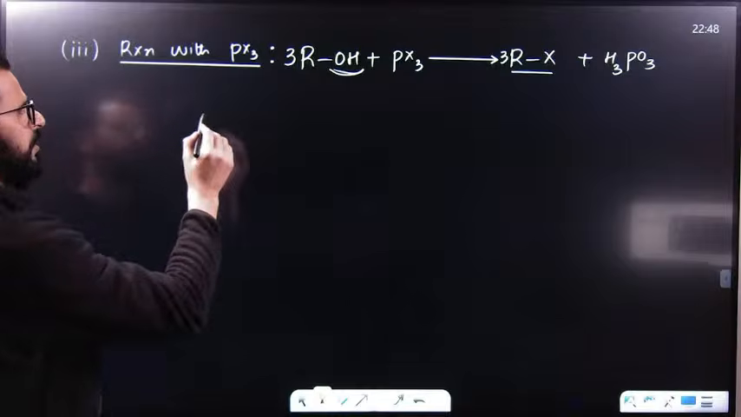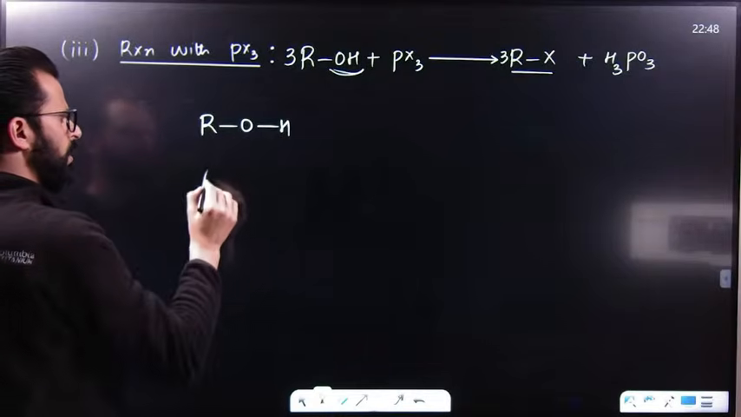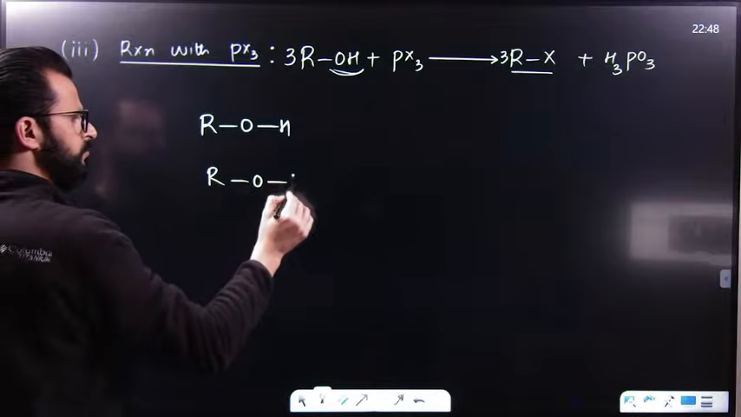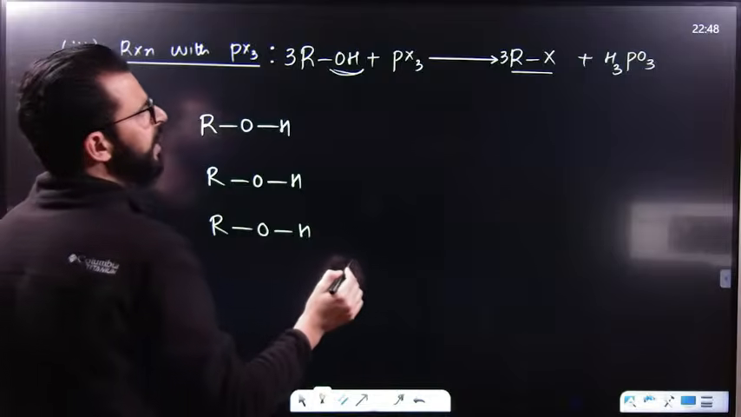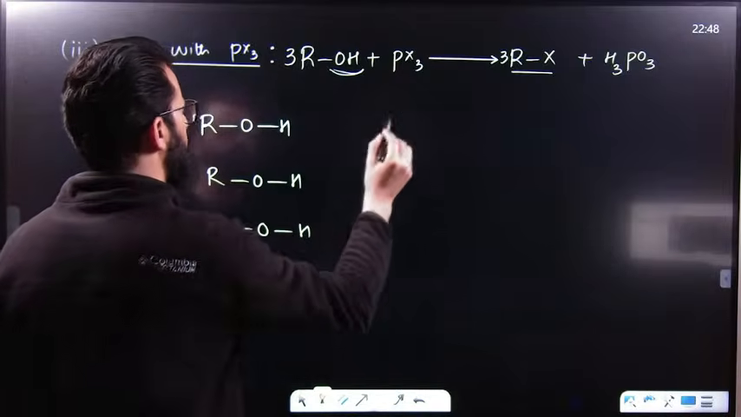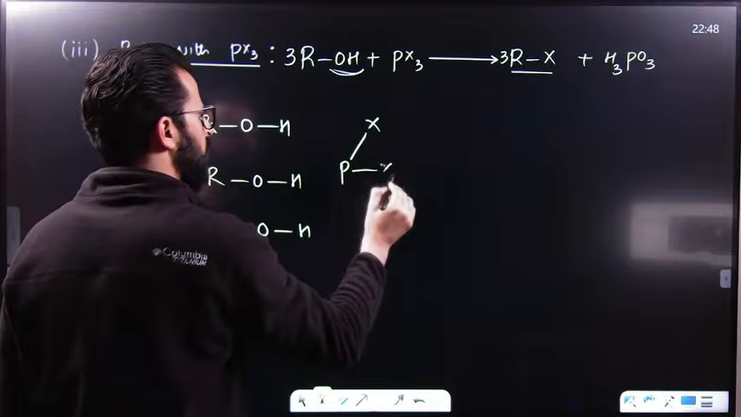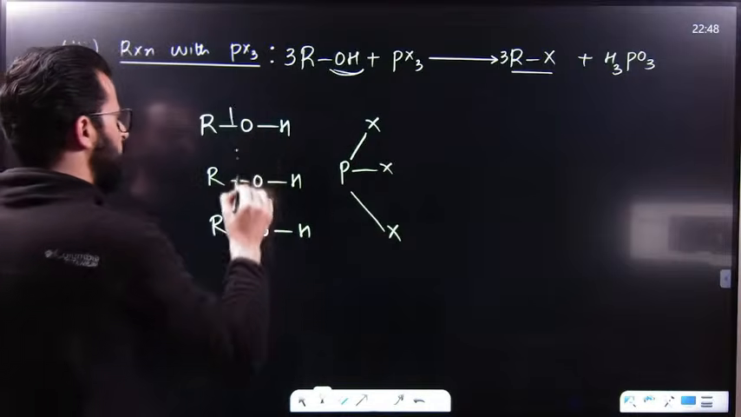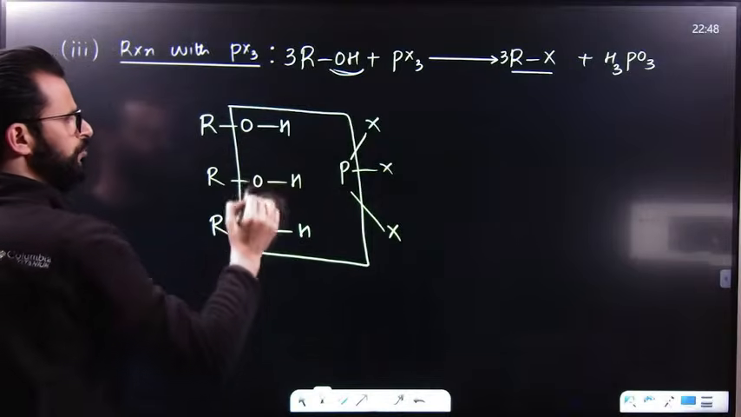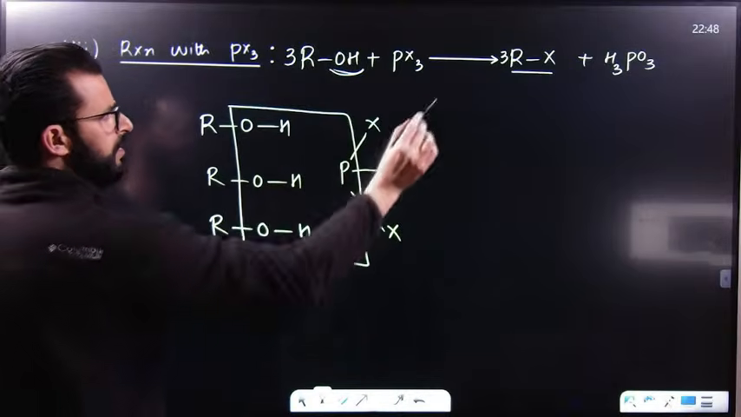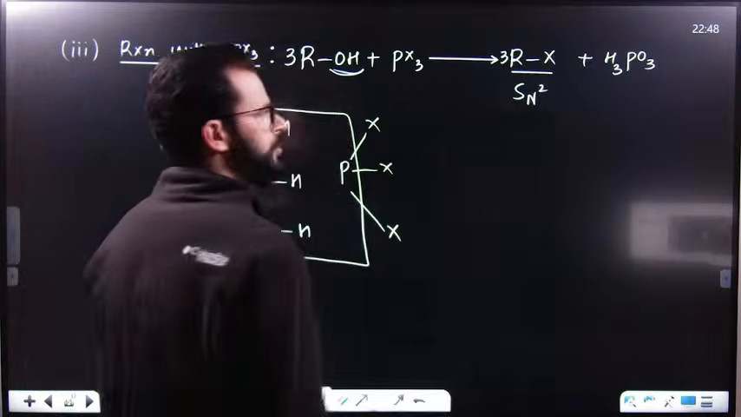So for this you have a trick, like you have ROH, and then you have PX3, P, X, X, and X. You simply remove this one, that means H3PO3, and then RX, RX, RX. So it's like this, and this will be formed due to SN2 reaction.